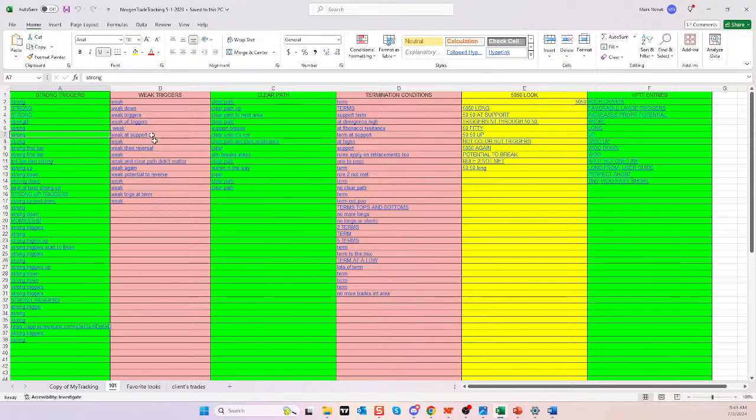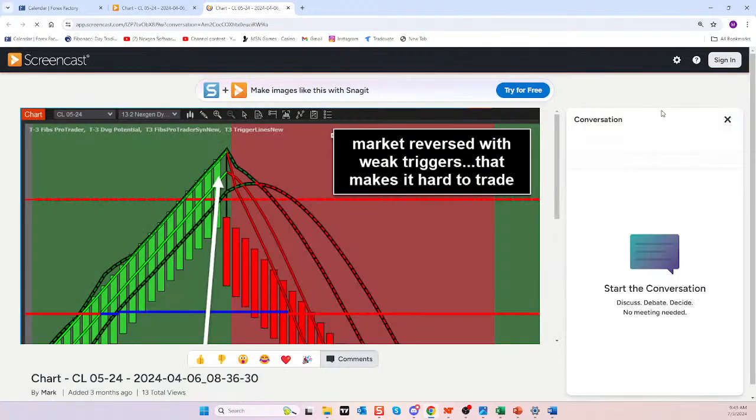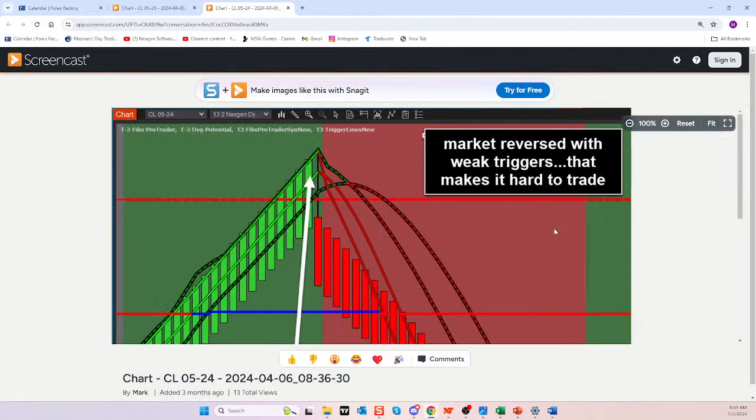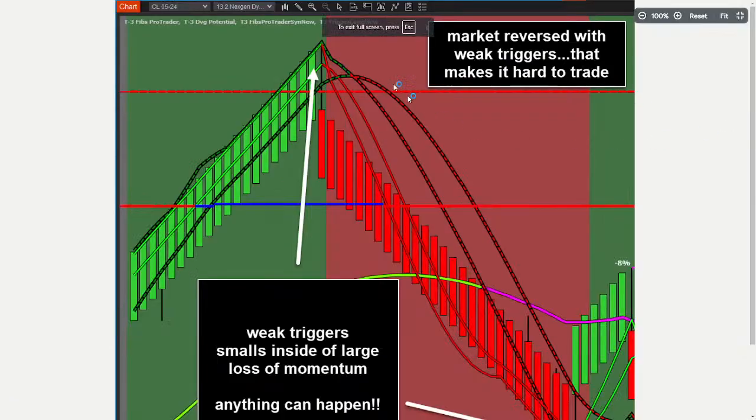And the same is true on weakness. If you use the words on every picture, if you take the time to type it out, you're going to be able to say, market reversed with weak triggers. Weak triggers, smalls inside of the large, loss of momentum. Anything can happen. Weak triggers make it hard to trade. You're not going to get caught out on it.